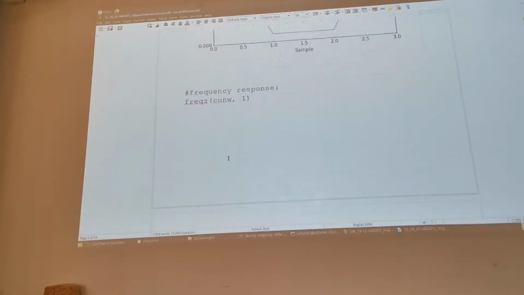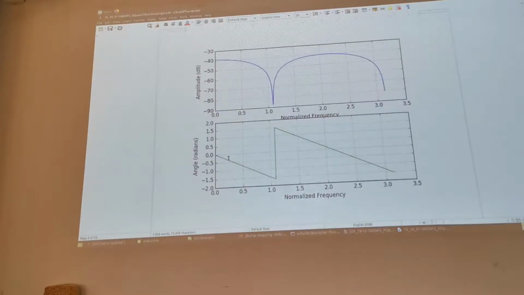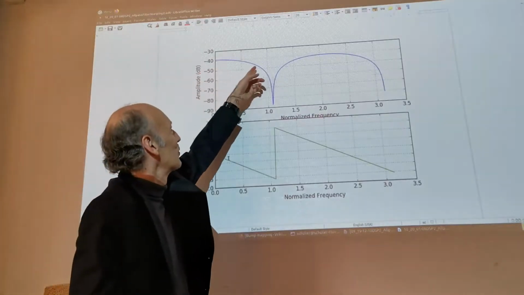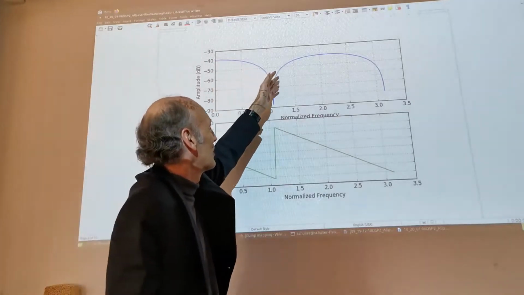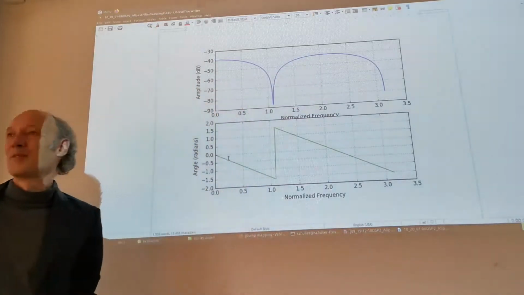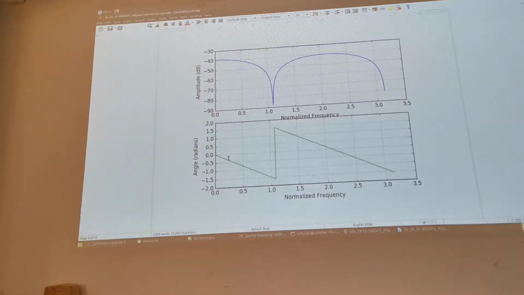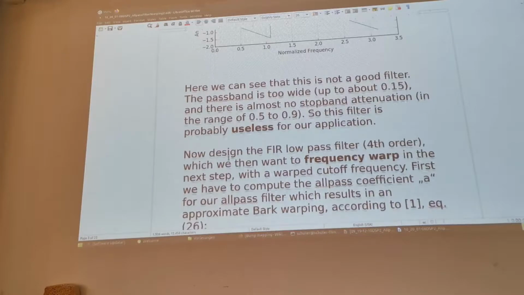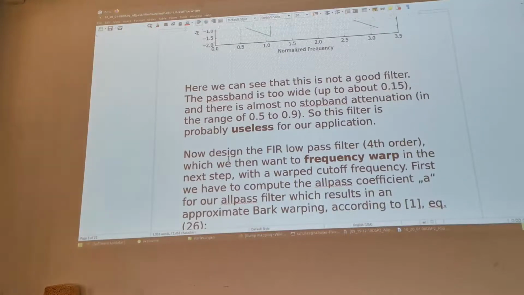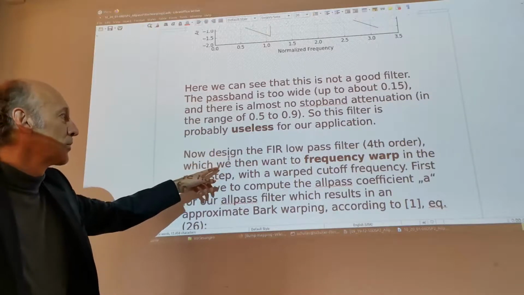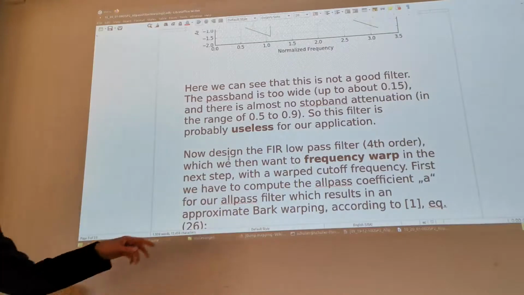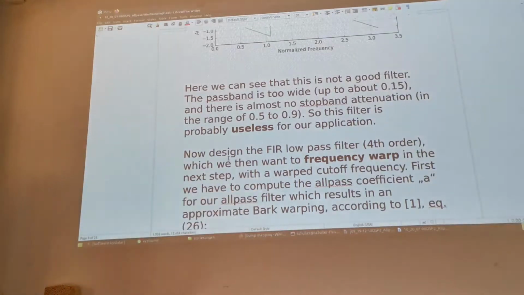And then we can use freqz to plot the frequency response. And this confirms our suspicion that this is not really a good filter. So first, it basically has no passband. It starts at minus 40 dB, and then it also really doesn't have a stop band because it has the same attenuation. Right? It's not doing any filtering basically. Yeah, so this is basically useless for application. So now we would like to design a low-pass filter using frequency warping with a warped cutoff frequency. So now we need to warp our specification first.